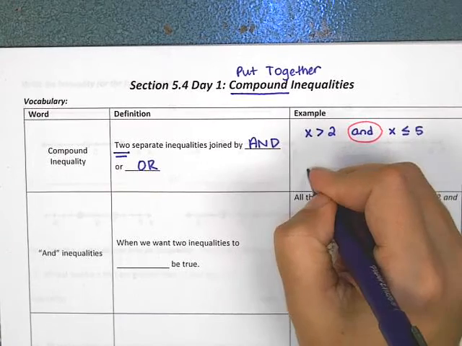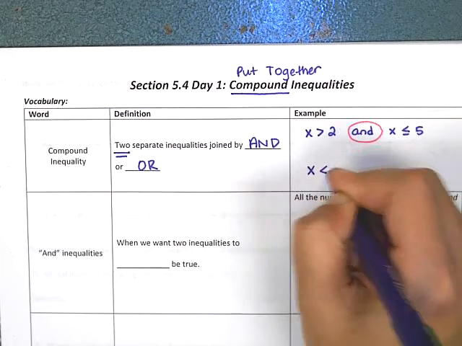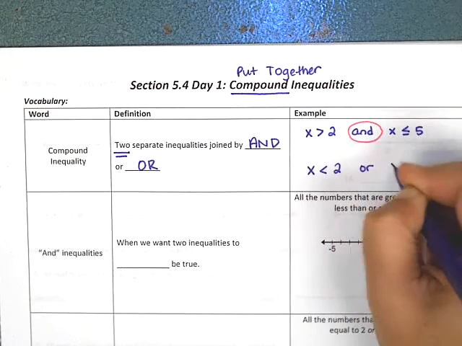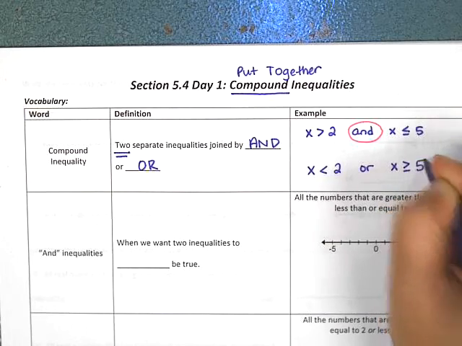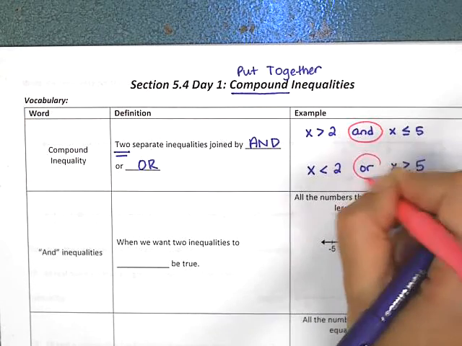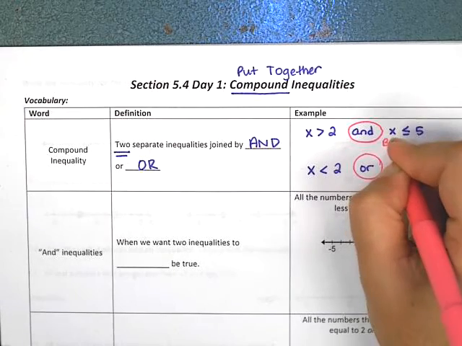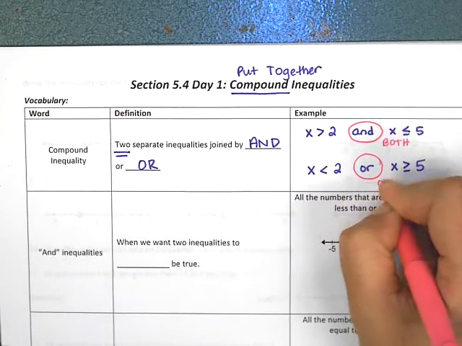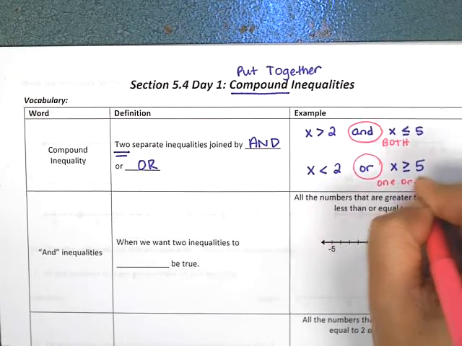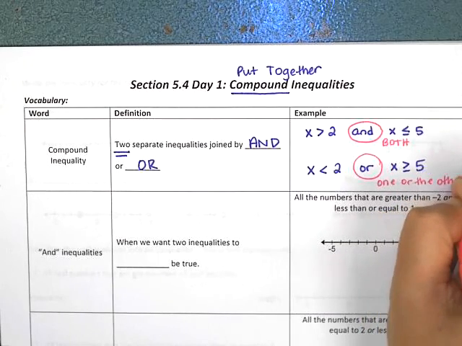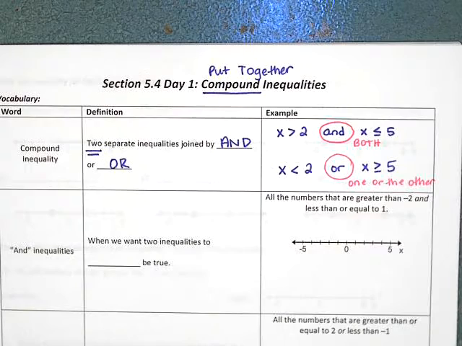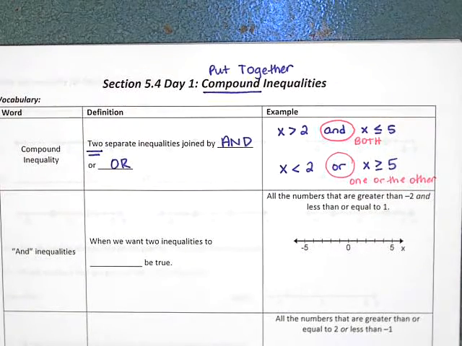Another way to have an inequality would be like this: x is less than 2 or x is greater than or equal to 5. The word or here means one or the other. So and means both. Or means one or the other. Either I want numbers that are less than 2 or I want numbers that are bigger than or equal to 5. But I don't want numbers that are in the middle.